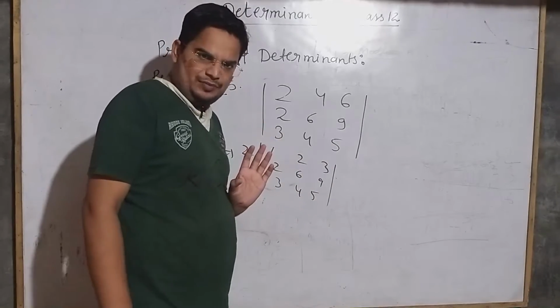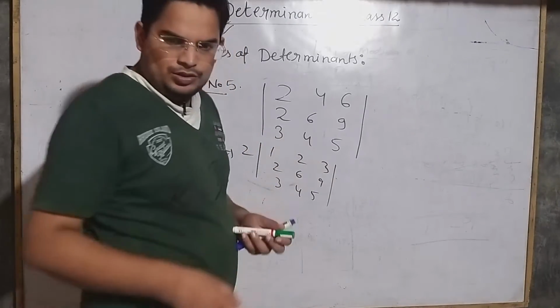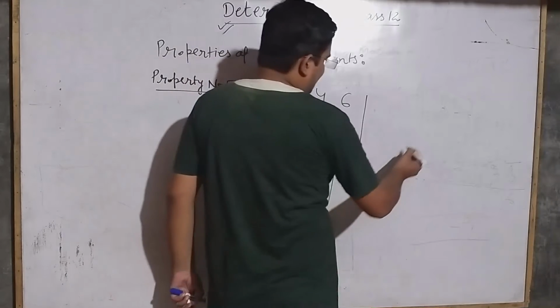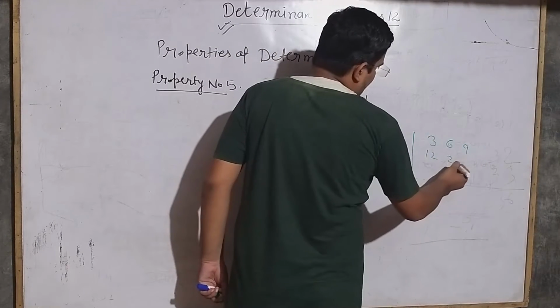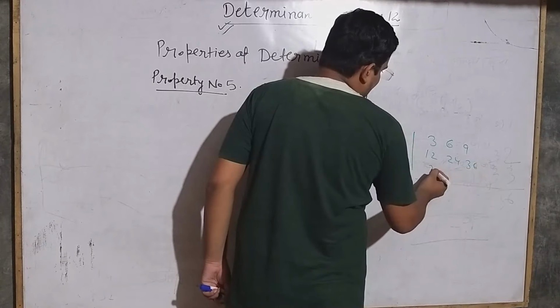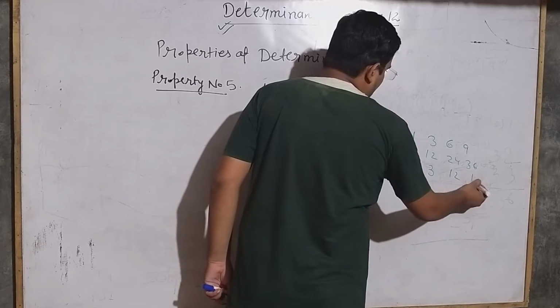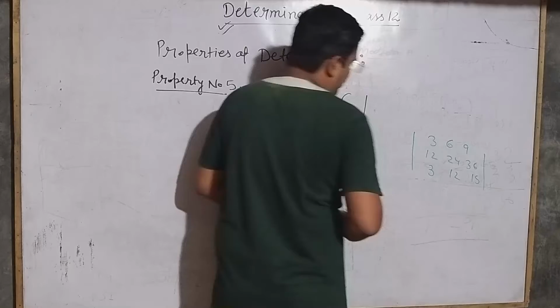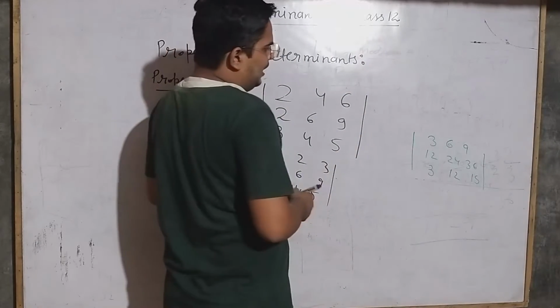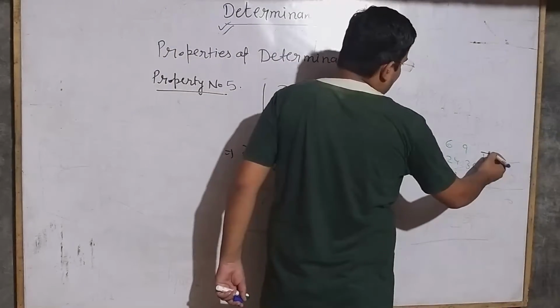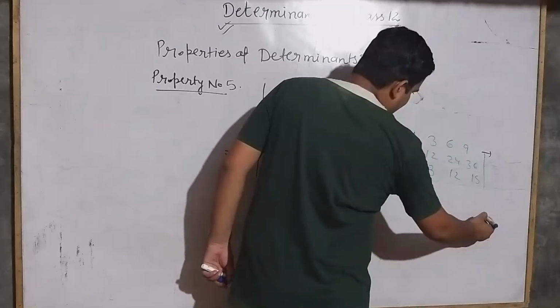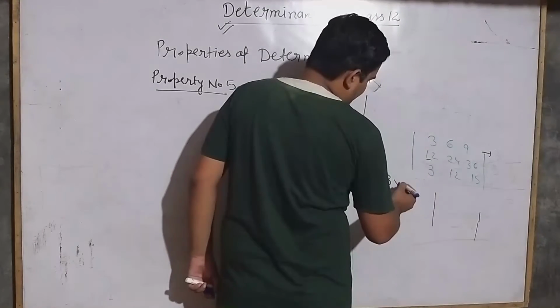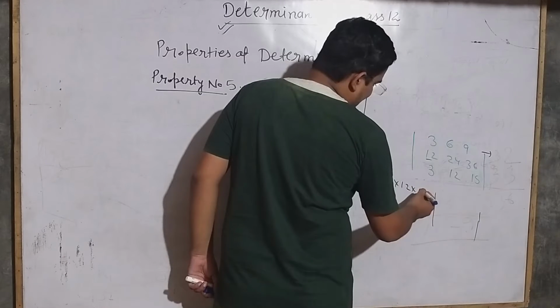Are you getting my point, everyone? One more thing I can say. Look at this. It is written here 3, 6, 9, 12, 24, 36, and the last row is 3, 12, and 15. So what can I do? I can do one thing. Look at R1 carefully. In R1 I can take the common 3. From the second row I can take the common 12. And from the last row I can take the common 3.